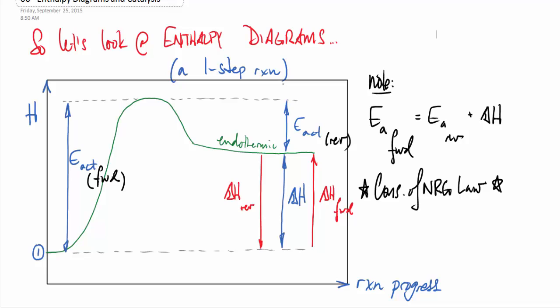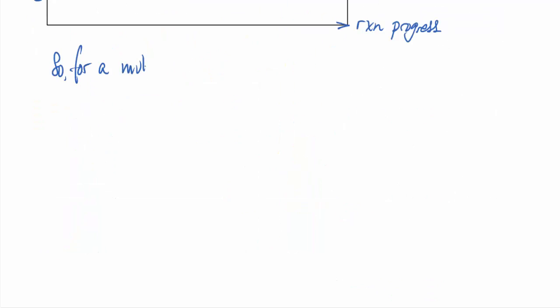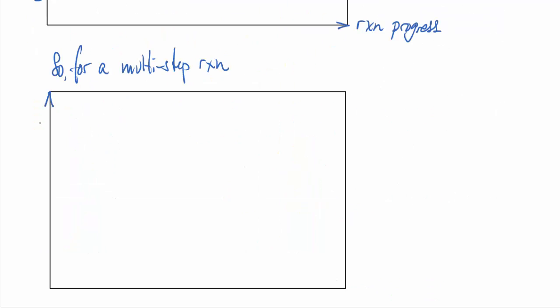This is a one-step reaction. Let's have a look at a diagram for a multi-step reaction. Here again, the enthalpy potential energy on the left, reaction progress down on the bottom. This one will be exothermic.